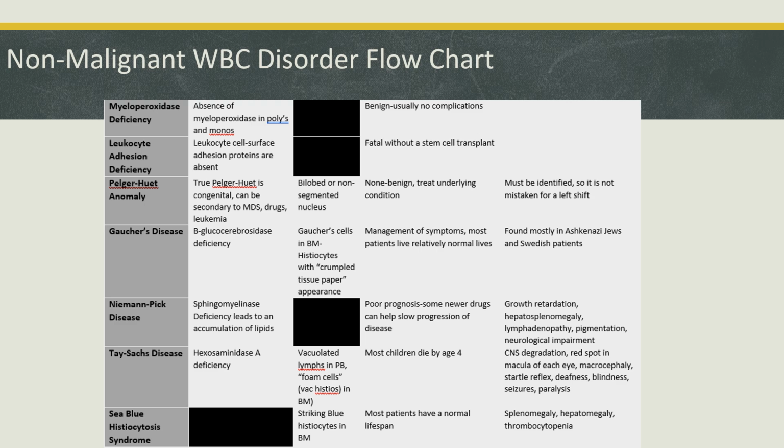Okay, so moving forward with our non-malignant white blood cell disorder chart. Next on the list is myeloperoxidase deficiency. If you recall, myeloperoxidase is one of the enzymes present in the granules of both our polys and our monos. Even though monos are considered to be agranulocytes, they still contain very small granules, and some of those granules actually do have myeloperoxidase present.